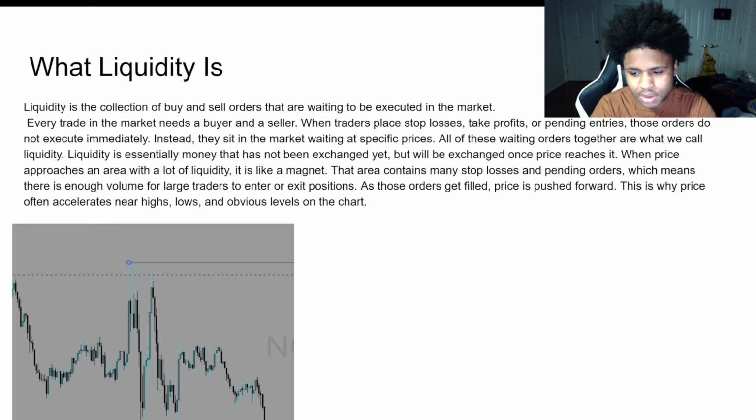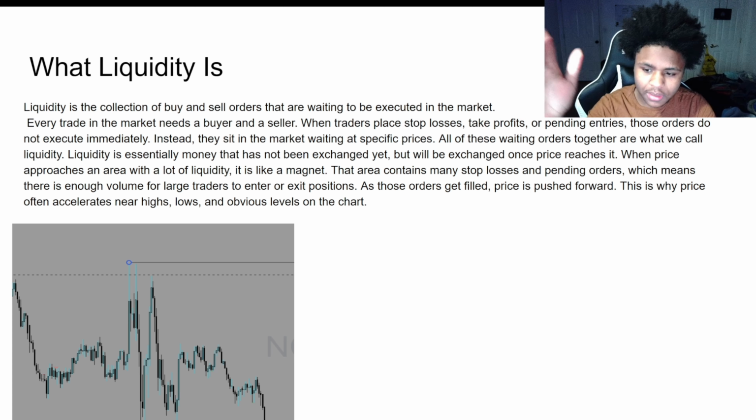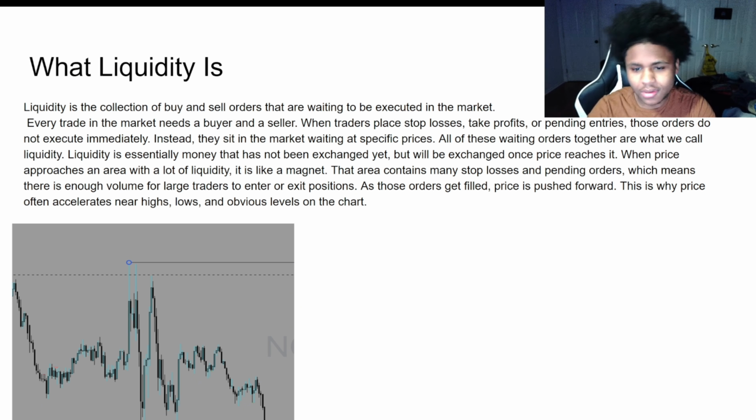what liquidity is. Basically, liquidity is where money rests in the market. You feel what I'm saying? And the market has to take out that money, fill those orders, in order to go where the market actually wants to go. So that's all liquidity is.